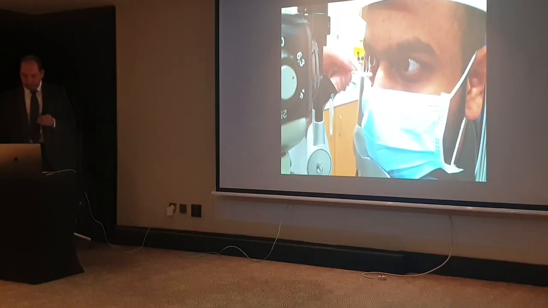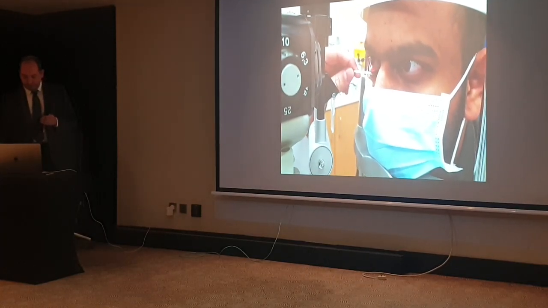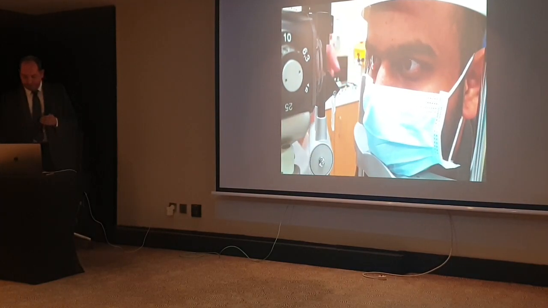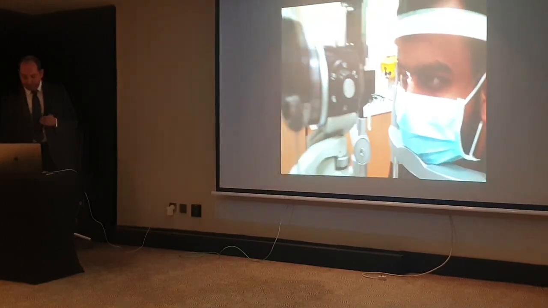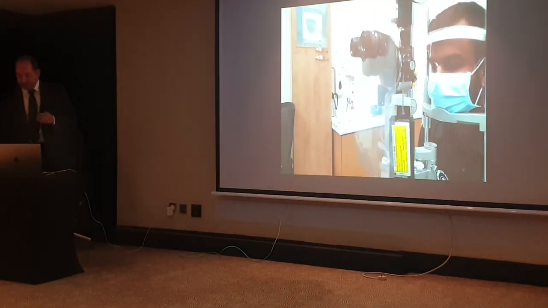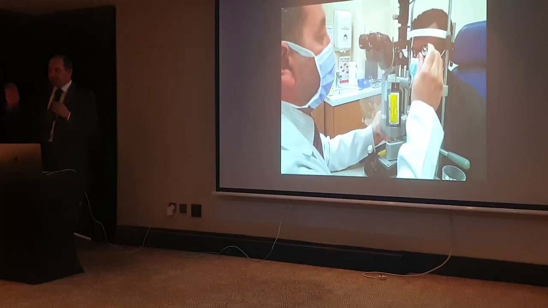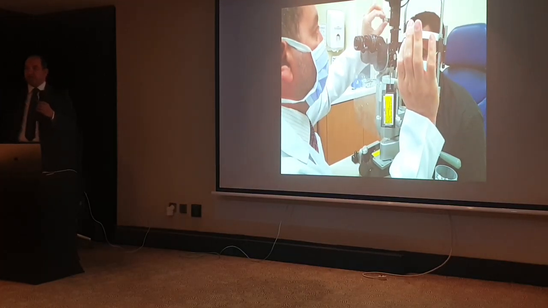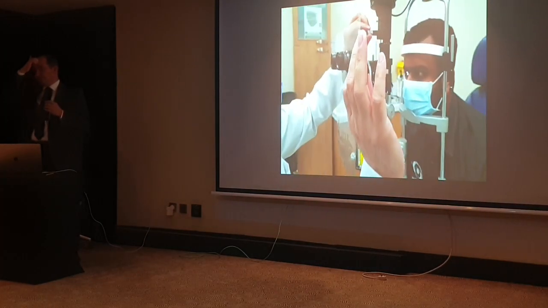So we are not touching the eyelid. This is when we are going, say 90 degrees. Even at 90 degrees, we are not opening the eyelids, just using the forehead rest.